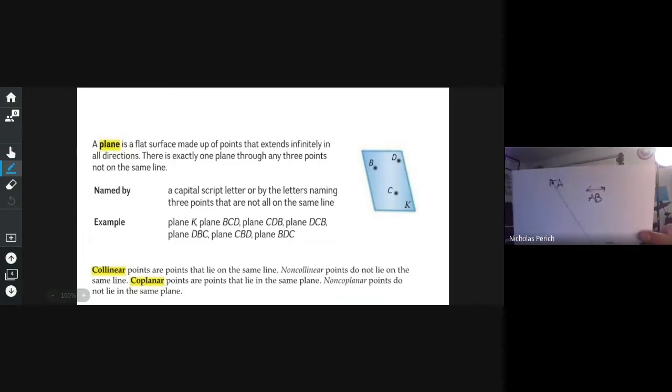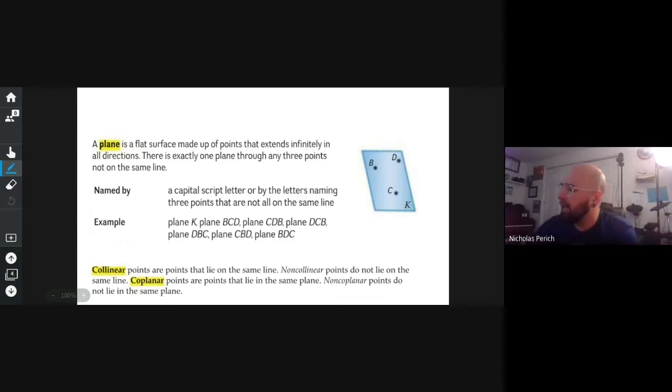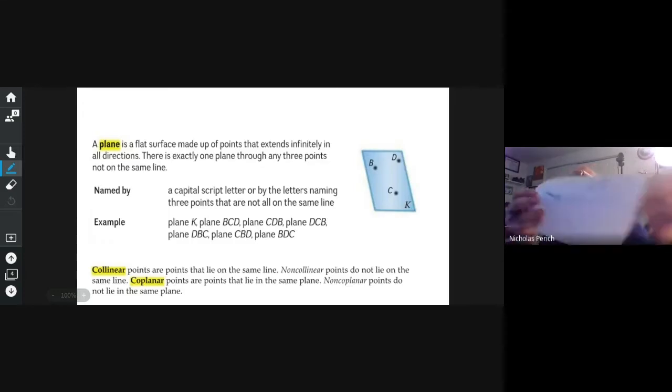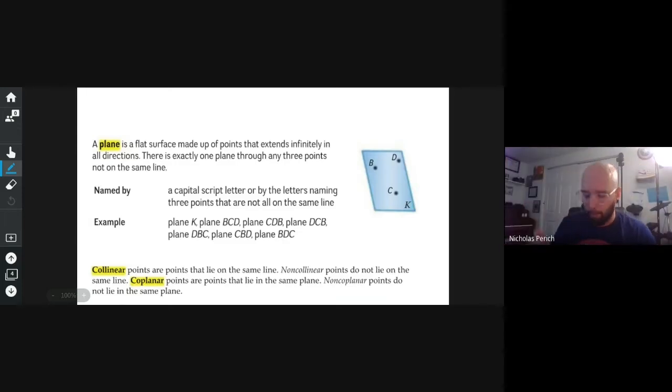I'm calling it line AB because I have 2 points on it, A and B, and I'm using the little line above it to call it that. I'm calling this line AB, and it lives on plane N. Or I can call this plane AB or plane BA because AB and BA live on this paper.